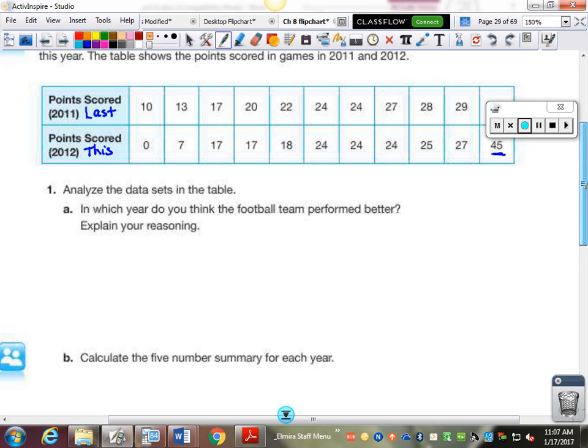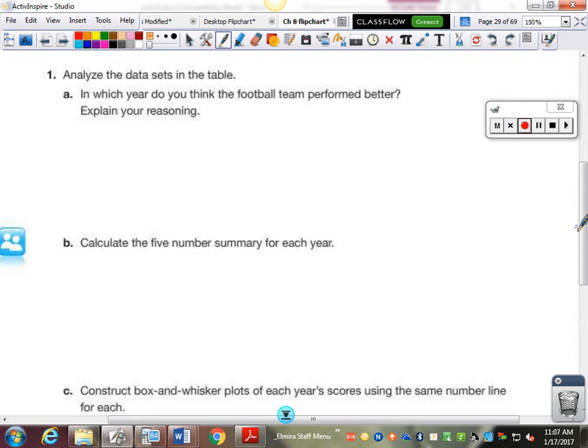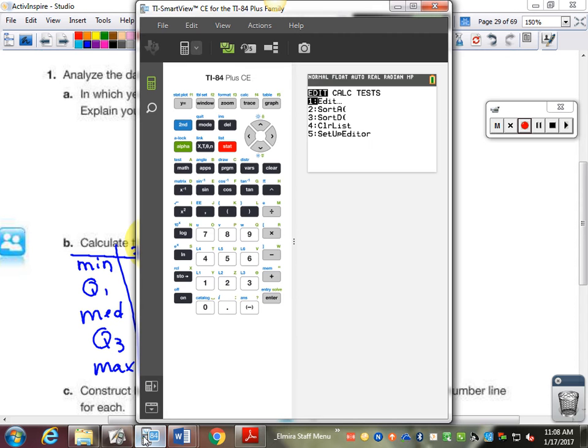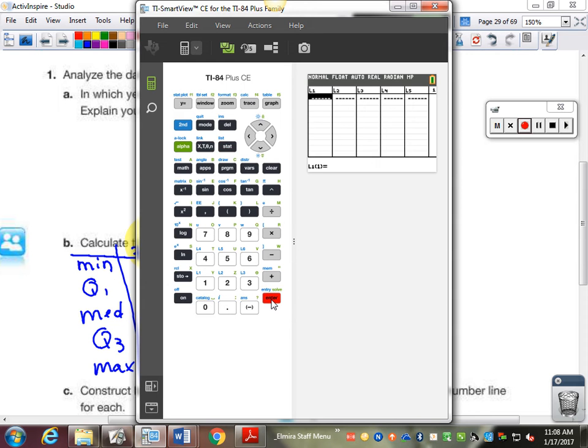Okay, so important vocabulary here: calculate the 5-number summary for each year. The 5-number summary means your minimum number, your Q1, your median, your Q3, and your max. And you're going to do that for 2011 and 2012. So you would go into your calculator, Stat, Edit, and start entering that data.